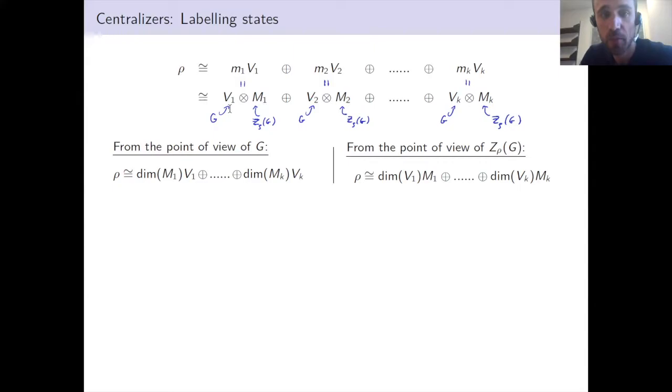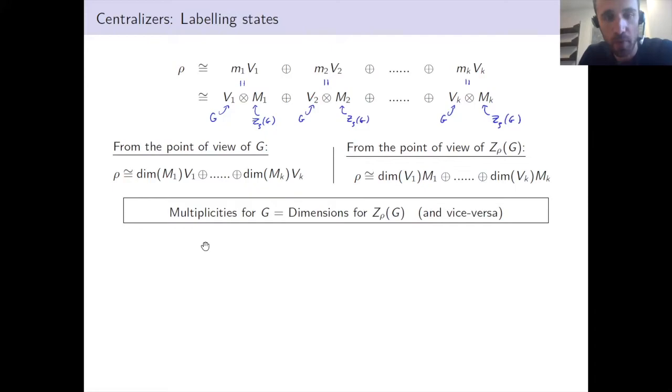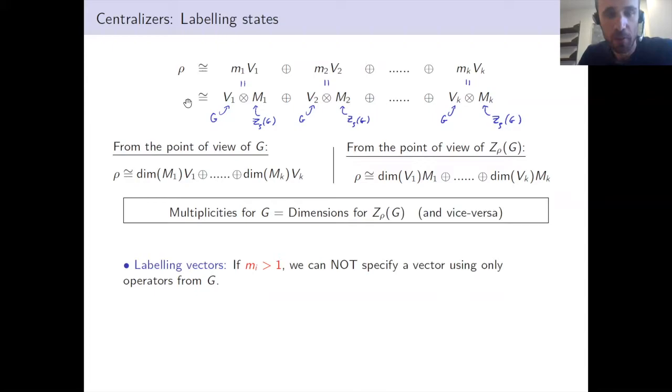So this is best expressed by these two formulas, where you see the roles of V's and M's are exchanged. And this is a slogan that I like to remember. Multiplicities for G are the dimensions for the centralizer. And of course, this is a duality. There is a vice versa. If you become interested only in the centralizer, why not? Then the multiplicities for the centralizer will be the dimensions for the representations of G.